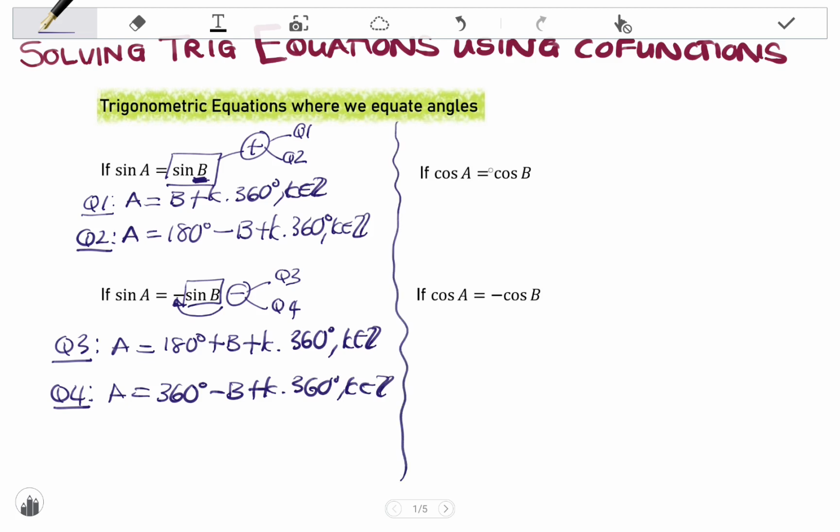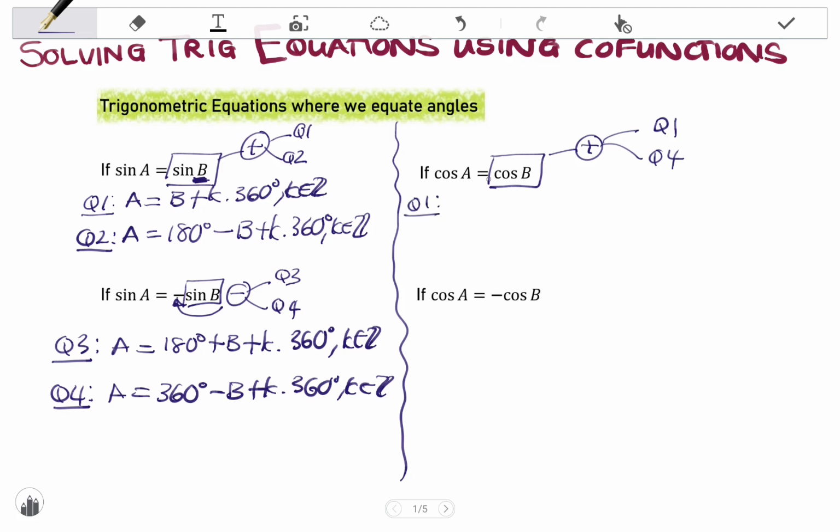If we move to cos, it's the same principle. Okay, I have cos A equals cos B. Everything is the same except the angles, so I can equate the angles within the quadrants. Now, my right-hand side is positive, so if it's positive, I'm working in quadrants 1 and 4 for cos.